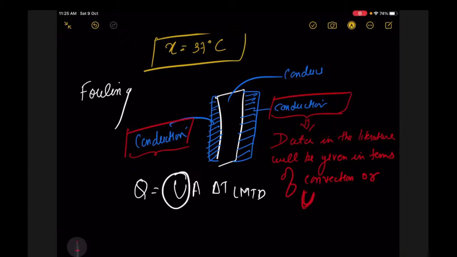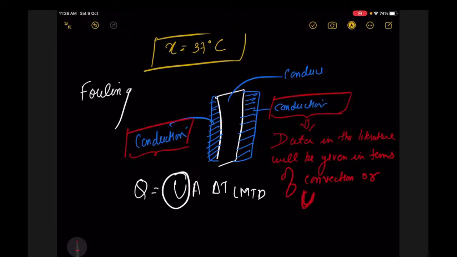In an interview, someone may ask what is happening there. The answer is conduction is happening. Then they will ask why the data is not available in terms of thermal conductivity. If it is conduction, the data should be in terms of K, because it satisfies the condition of conduction that the medium is available and it is not moving, right?